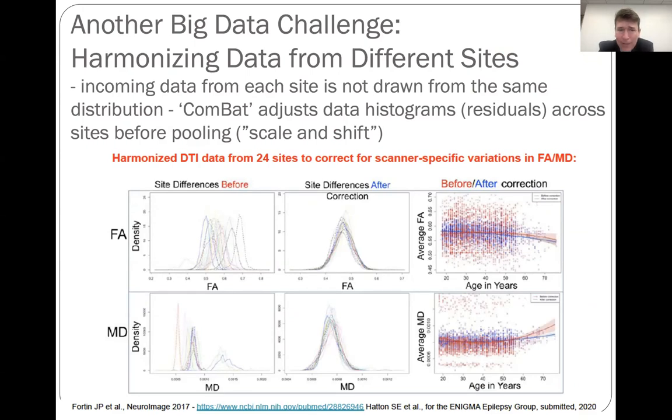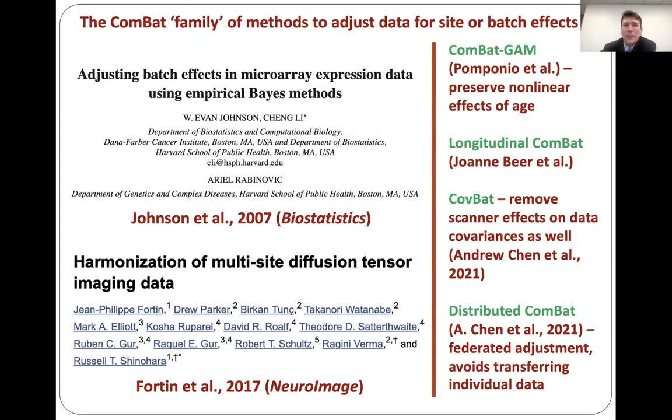So Sean Hatton led a multi-site DTI study for ENIGMA epilepsy, where 24 sites computed fractional anisotropy and mean diffusivity from different white matter regions of interest. But if you look at the top left graph there, the distribution of FA across the 24 sites was very different. And the protocols had different voxel sizes, different numbers of diffusion weighted gradients. And so they applied a method called ComBat, which adjusts the data histograms from each site, or more precisely the residuals, across sites before pooling. And if you do that, you'll see that the red data, which is before adjustment, and it's sort of all over the place, is turned into the blue data, which is much more well-behaved. And the trends in the data after this sort of adjustment for the site effect or the scanner becomes much easier to identify. So this ComBat family of methods is a very interesting set of methods.